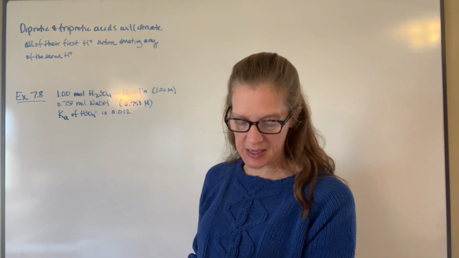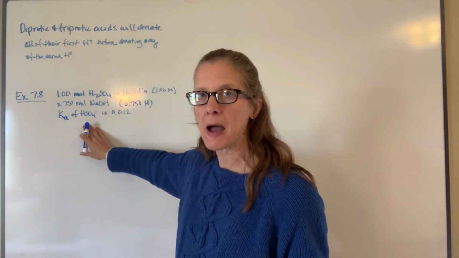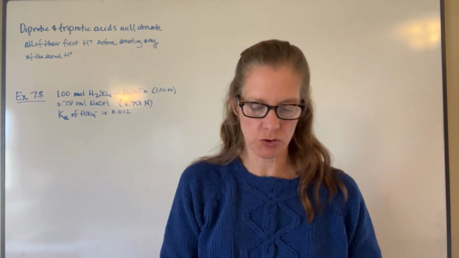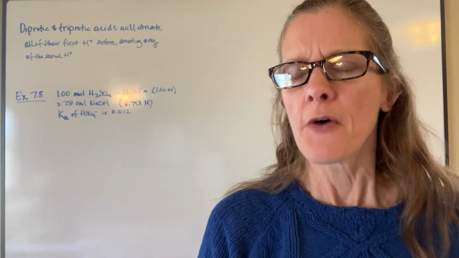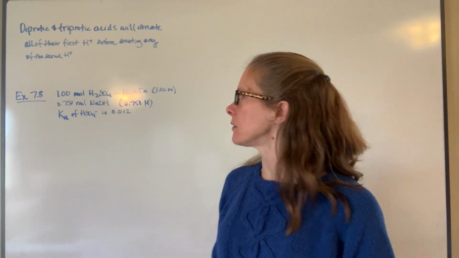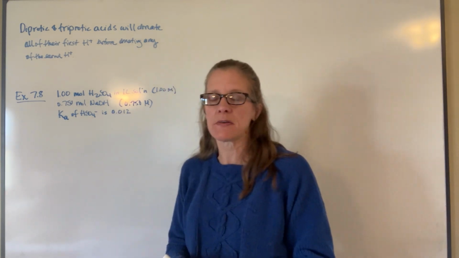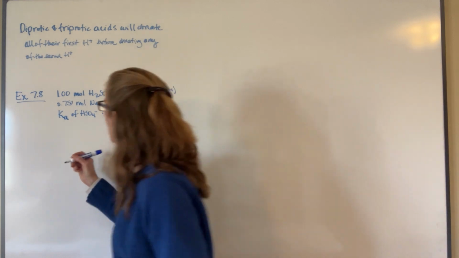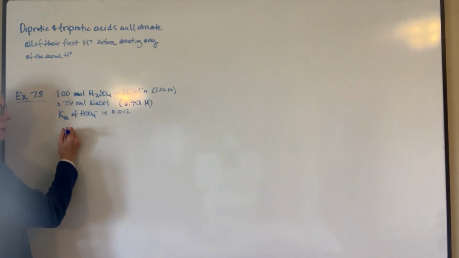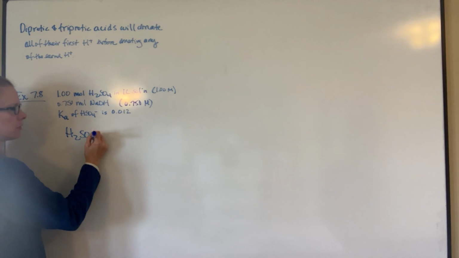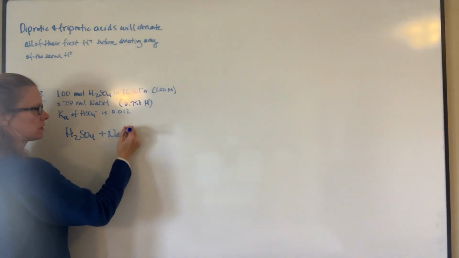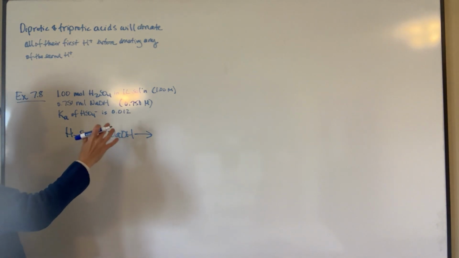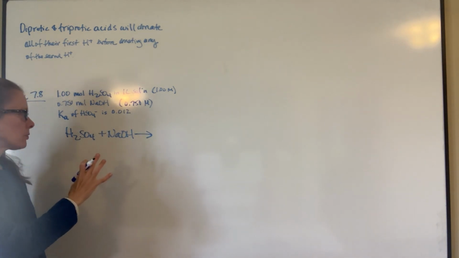And he gives me the Ka of HSO4 minus, which is the conjugate base of H2SO4. All right, so first of all, I'm just going to start out that, plain and simple, I just have a stoichiometry problem to deal with. So I'm going to have H2SO4 plus NaOH, okay? Strong acid, strong base, complete reaction.